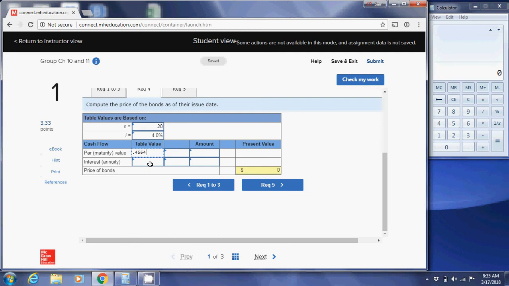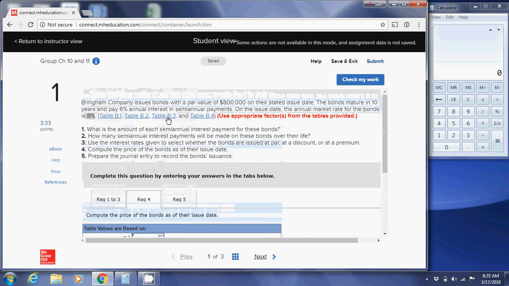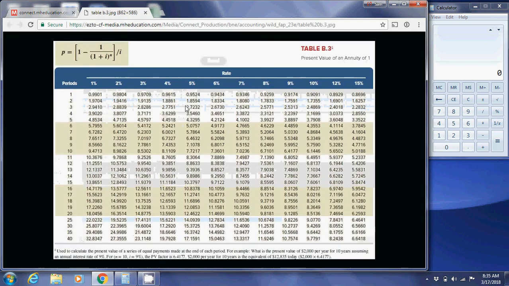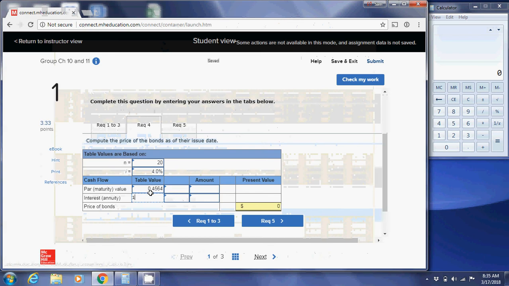While we're at it, we might as well go ahead and look at the present value of the annuity due. So that's going to be on table B3. It's the same thing, 4%, 20 periods, and that's 13.5903.